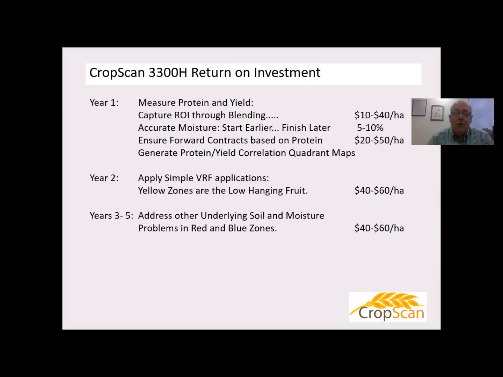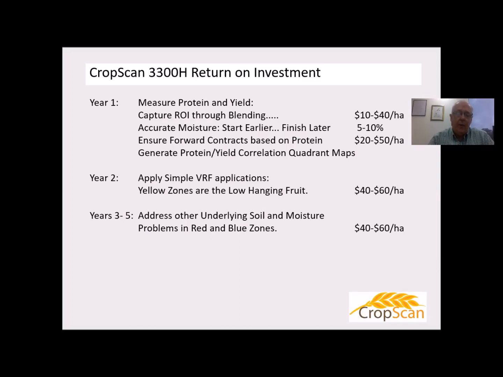Some people have forward contracts. So if you use the technology at the first stage, just to strip those high protein zones to make sure that you're going to meet your contracts and therefore capture that extra $20, $50 a hectare, whatever the premium that you're being paid. So you get your agronomist or you get us to generate the protein yield correlation maps, and that leads you to year two. In year two, you apply these simple variable rate fertilizations. And first thing you want to look at is the yellow zone with a low hanging fruit. And from that, you should be able to pick up $40, $60 a hectare.